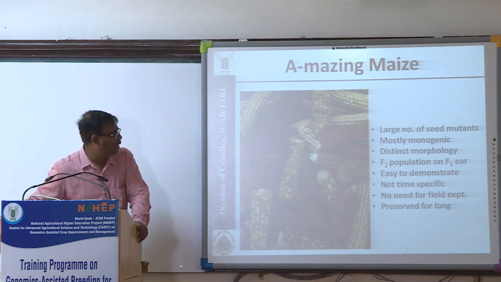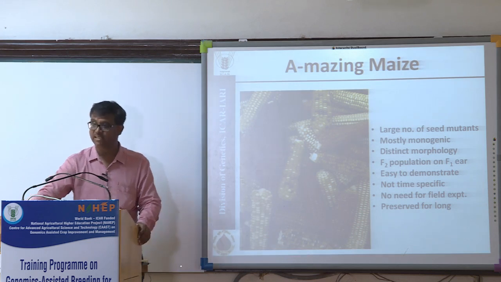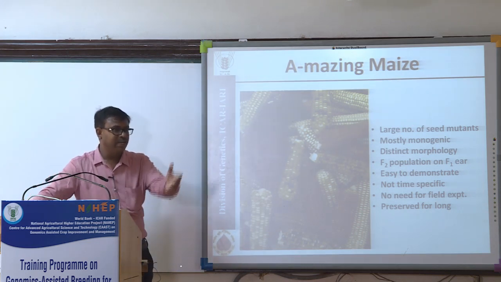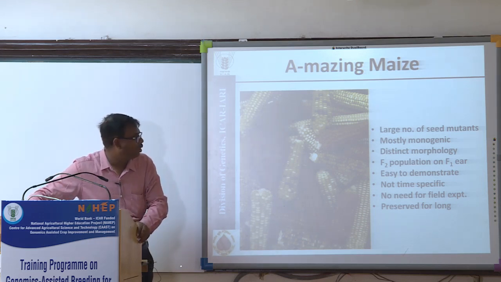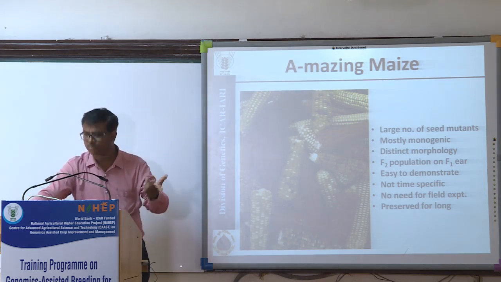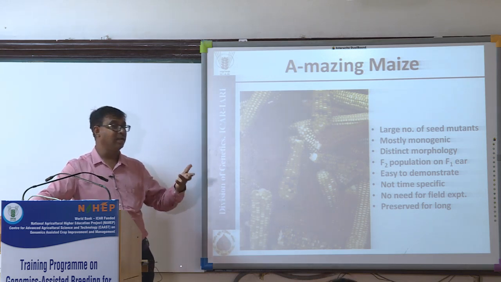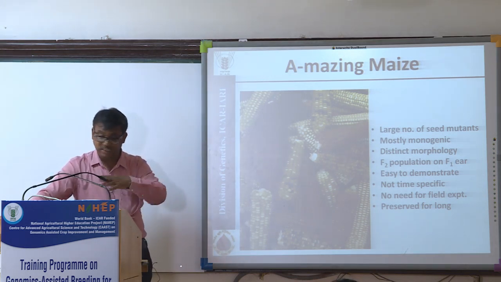And most of these seed mutants are monogenic. That is again the advantage. If you are talking about flowering in lentil, it must be a quantitative trait. Then distinct morphology, that means some are red, some are white, you can distinguish based on color, some are plumpy, some are shrunken, you will see.